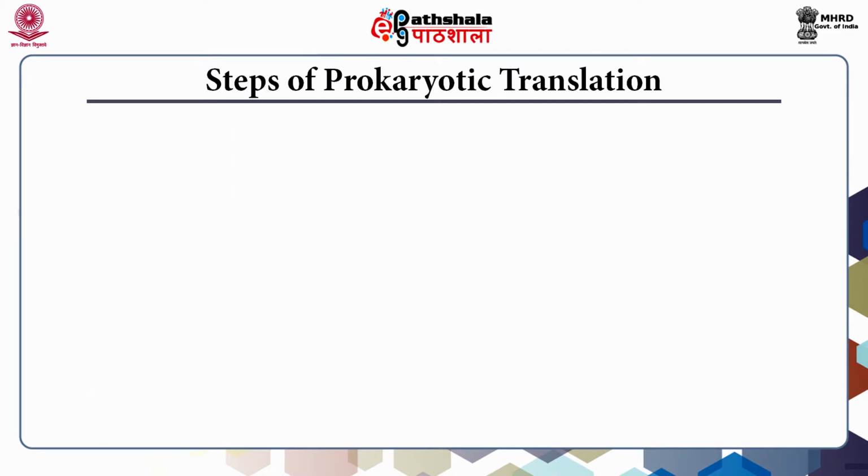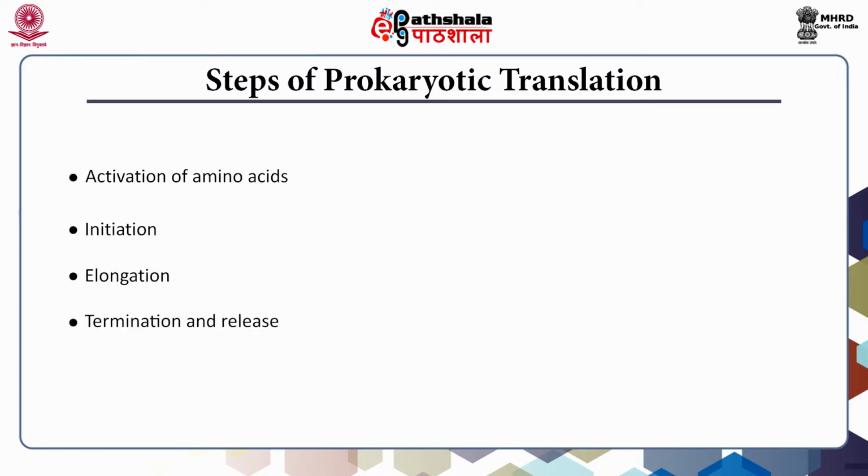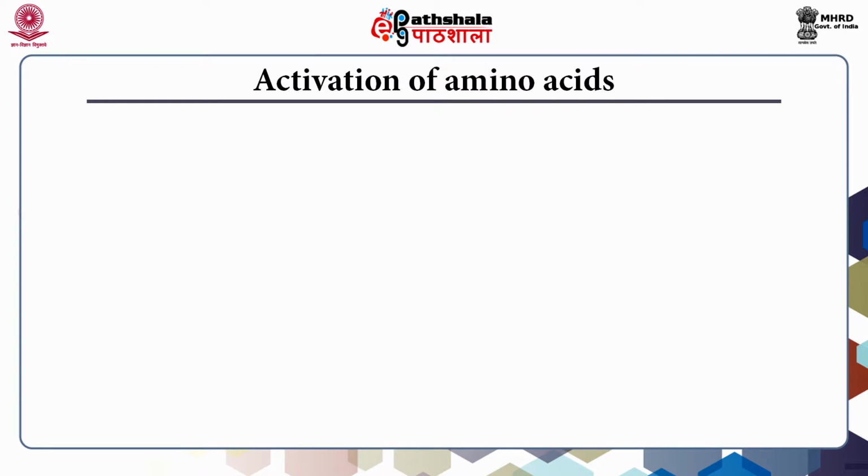Now we will discuss in more detail the different steps of the prokaryotic translation process. As already explained, prokaryotic translation can be divided into 5 main stages: activation of amino acids, initiation, elongation, termination and release, and post-translational modifications. The first stage is activation of amino acids.